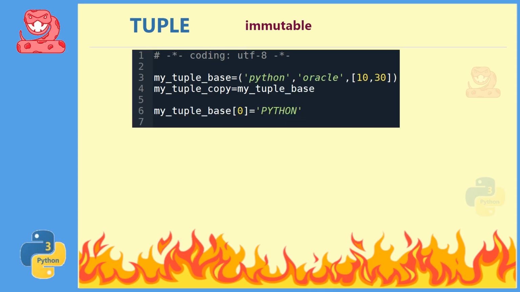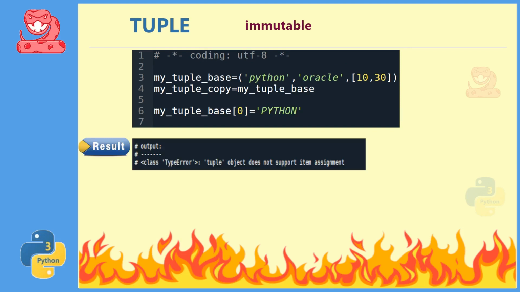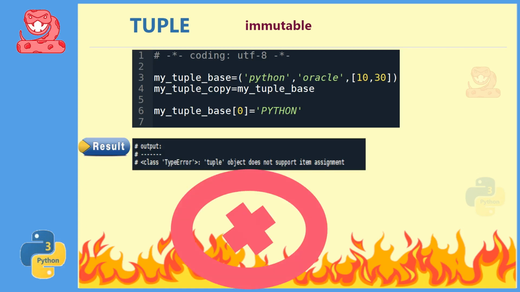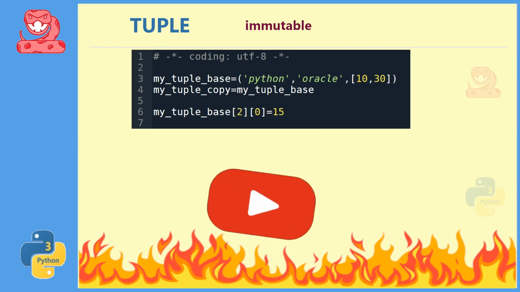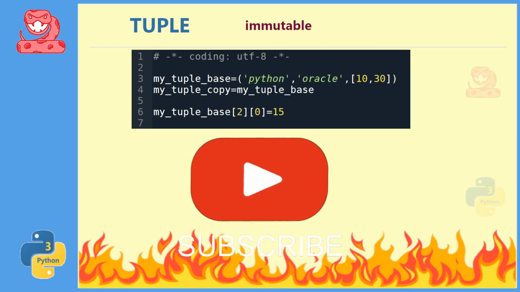Let's try in myTupleBase change a single element, for example the first one. We make sure that individual elements cannot change in tuple. Next, let's try to modify the value nested within a nested element of myTupleBase. In our case, let's replace 10 with 15 in the third element.